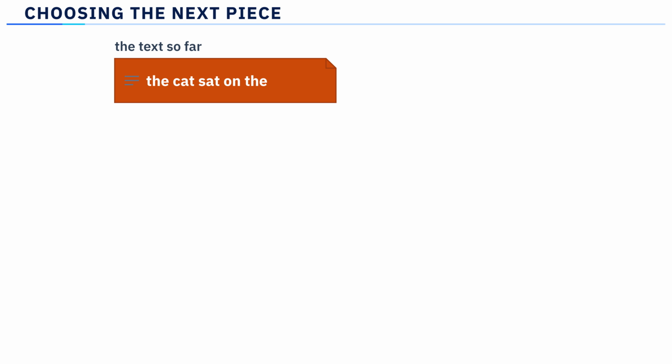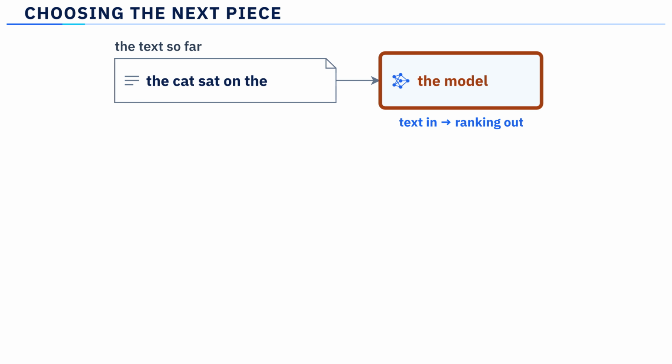The text so far. The cat sat on the. In this example, that is all the text it was given to work from. That goes into the model. Text in, ranking out. It does not hand back one word. It gives a score to every piece it is able to write, and those scores put them in order. And every one of those scores depends on the text that just went in. The 4 that scored highest are drawn out. Only 4 are shown. The real list covers every piece it is able to write.